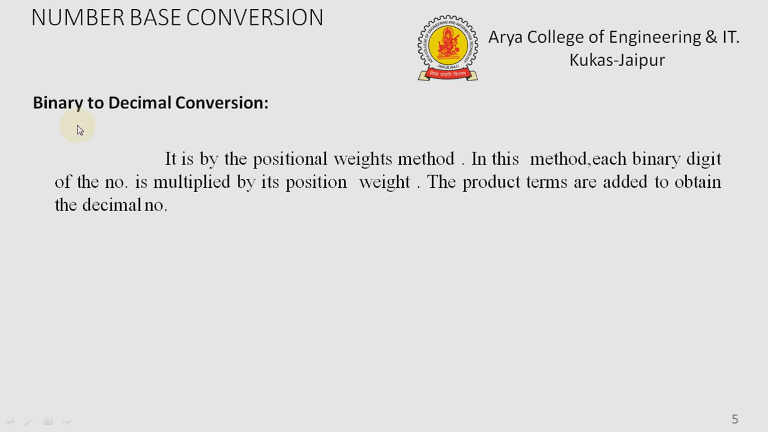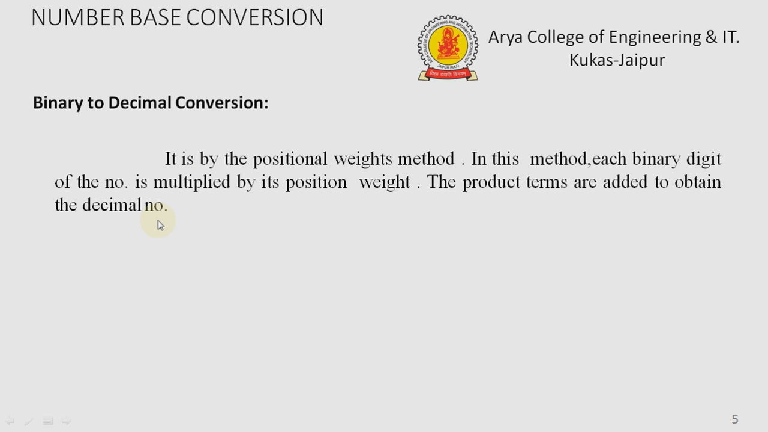Now first we come to binary to decimal conversion. It is done by the positional weights method. In this method, each binary digit of the number is multiplied by its position weight and the product terms are added to obtain the decimal number.